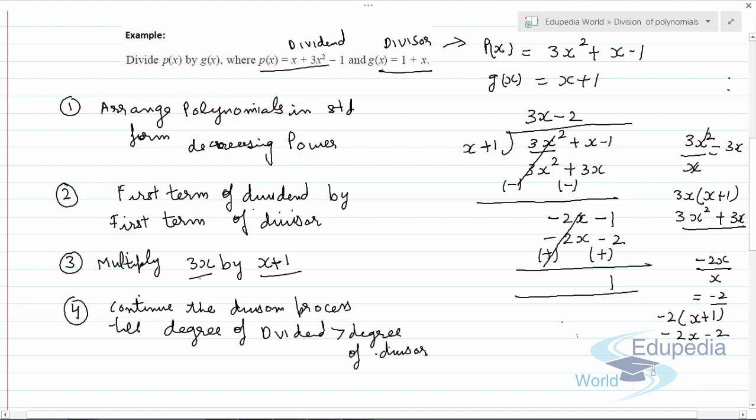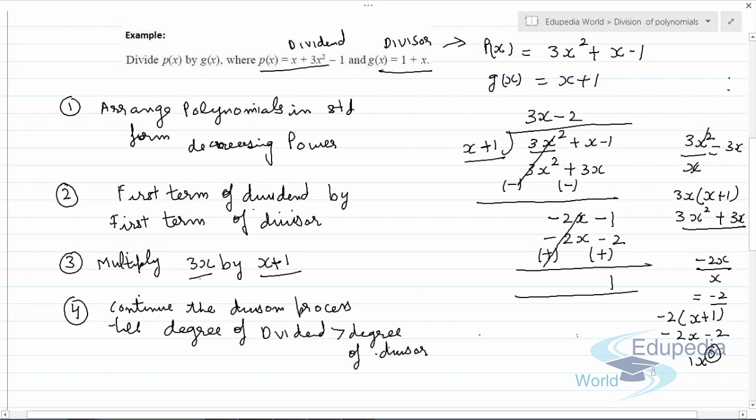divisor. Means, see, now here the degree is 0 because we can write 1 as x to the power 0, so the degree is 0, and here the degree of the divisor is 1. Now clearly we can see that the degree of the dividend is 0, which is less than the degree of the divisor. So we stop here, the division process will stop over here.